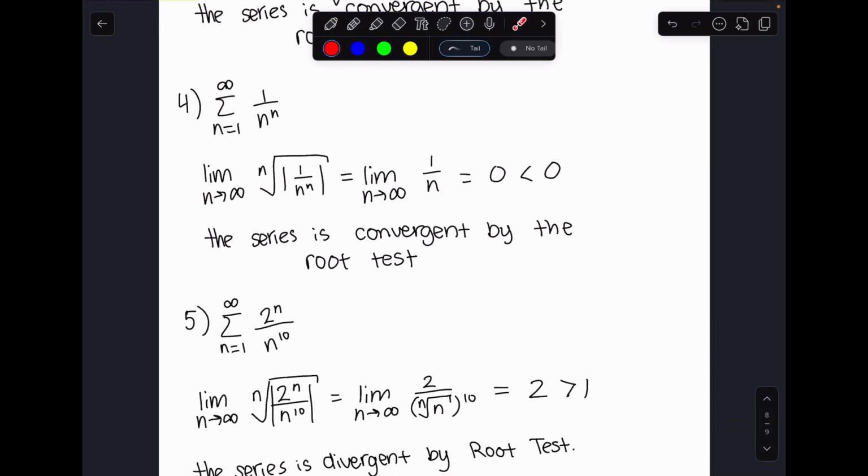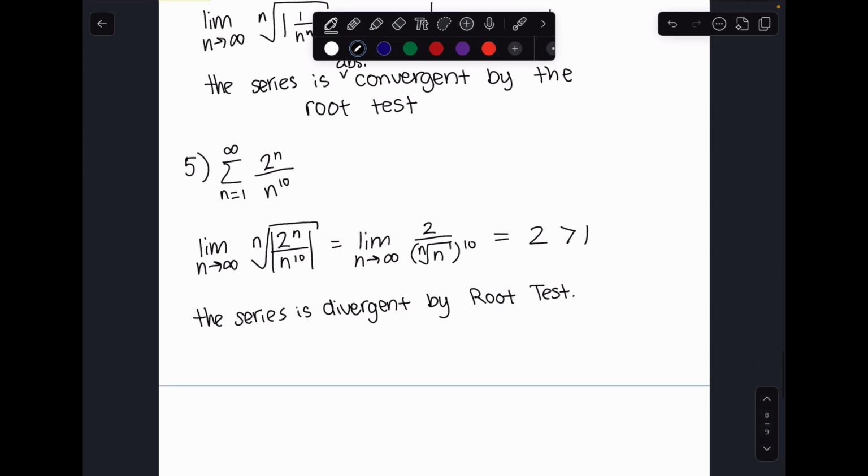All right, number 4. Again, we have something going on with an nth power. So the root test is a very straightforward option. We end up just evaluating the limit as n goes to infinity of 1 over n, which is again 0, which is less than 1. And so we have that the series is absolutely convergent by the root test again.